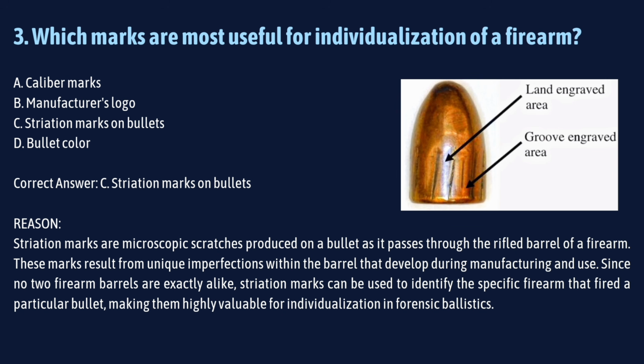Question number 3 is, which marks are most useful for individualization of a firearm? The correct answer is striation marks on bullets, option C. The reason is striation marks are microscopic scratches produced on a bullet as it passes through the rifled barrel of a firearm. These marks result from unique imperfections within the barrel that develop during manufacturing and use. Since no two firearm barrels are exactly alike, striation marks can be used to identify the specific firearm that fired a particular bullet, making them highly valuable for individualization in forensic ballistics.